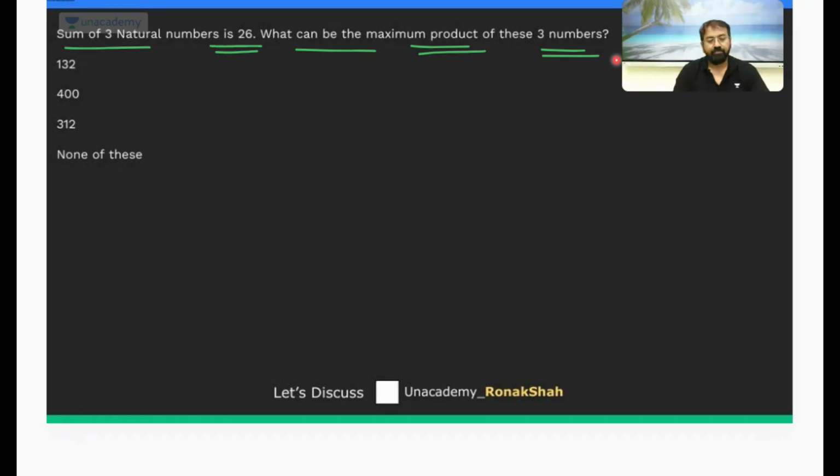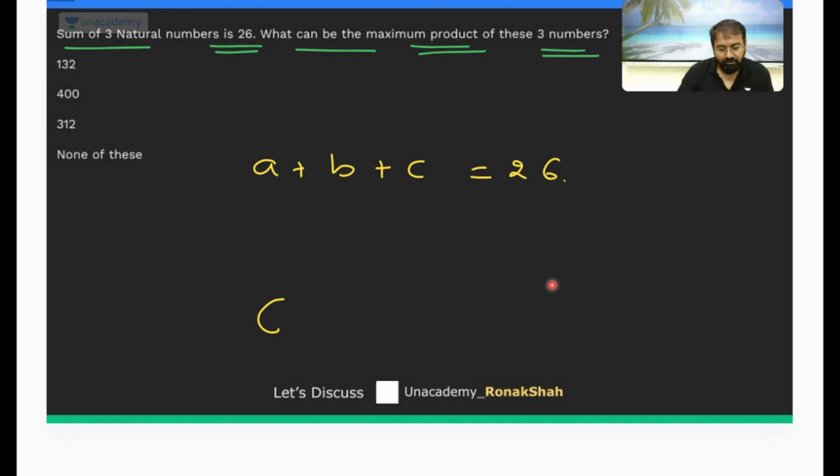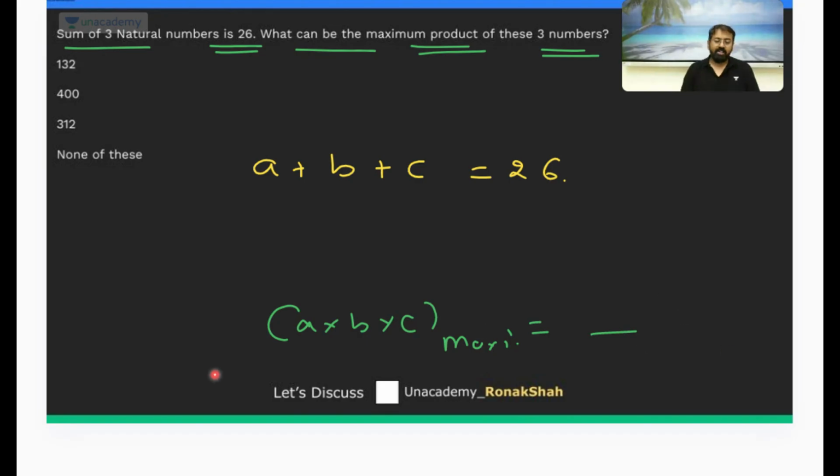Come on, guys. Three numbers, summation of three numbers is 26. So A plus B plus C is equal to 26. So what can be the maximum value of A into B into C? What is the answer that you are getting? Type your answer in the chat box. If it's none of this, type your answer. 243, is it?